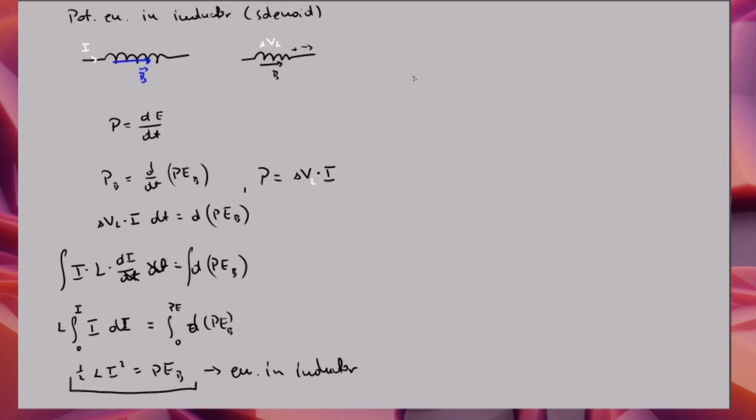And on the worksheet, you have a few problems that you can try with this equation. And then another thing that you have is energy density, the energy density in the inductor or in the magnetic field B. So we'll call this U, since this is what your textbook uses. So U equals, and energy density would be just energy per volume.